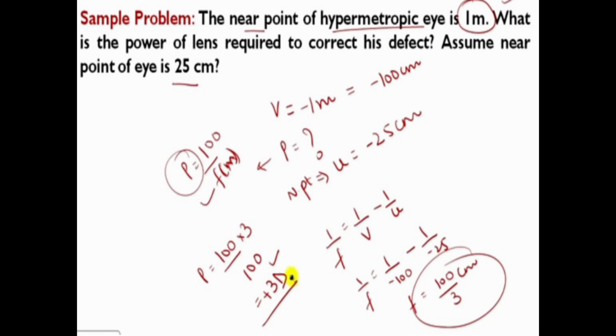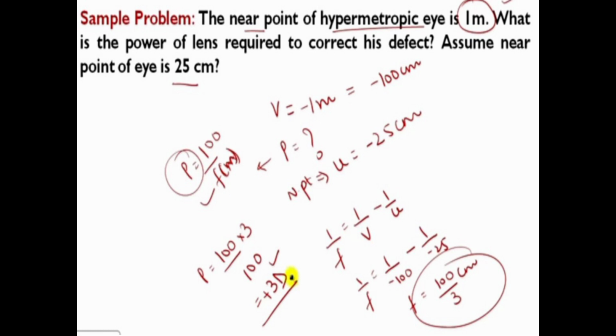We have to find out the power of lens to correct this defect. The near point of hypermetropic eye is 1 meter. Now let's calculate it. As we can see here, the near point of hypermetropic eye is minus 1 meter. We are given the near point, so we'll give the sign negative, that is minus 1 meter. We'll convert that into centimeters, which is minus 100 centimeter.